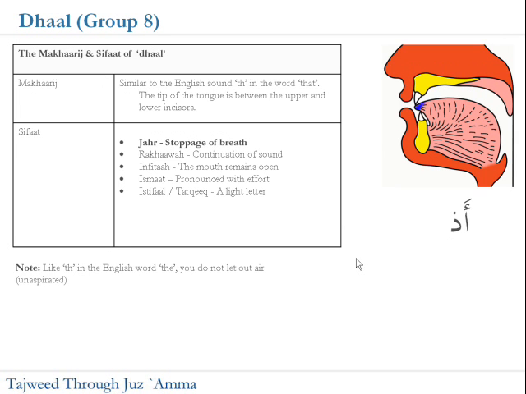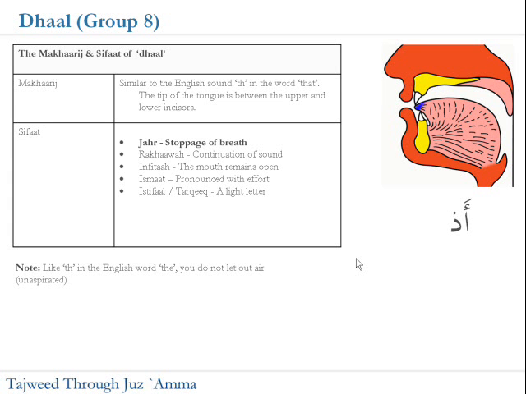Then we have the dhal. Now this is similar to the English th in the word "that", and some of the countries in the Asian subcontinent, they do this wrong. They say this is za, and that's completely wrong. It's tha. So this is adh. Now it says here you do not let the air out.